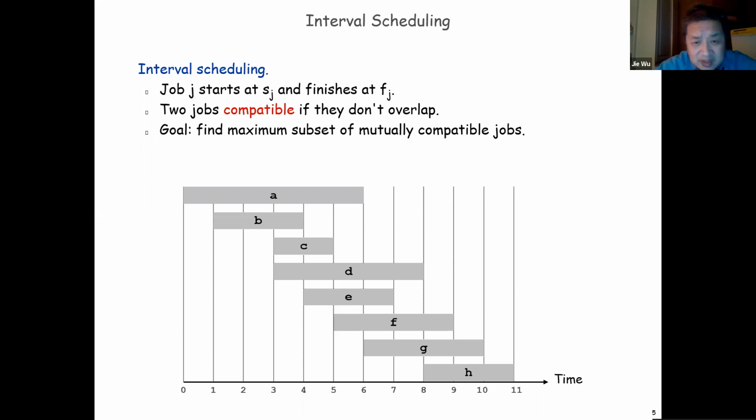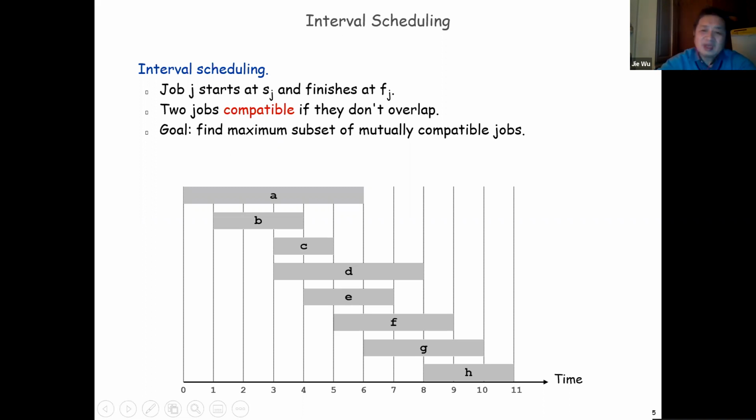Job A crosses a long time. It starts at time 0 and finishes at time 6, and the others are B, C, D, E. You see there is lots of overlap, and there are quite a few solutions you can select. For example, you can select A. Once you select A, then the only choices you can select are G or H. That's it. You only solve two tasks. But if you select B, then you can select E. Once you select E, you can select H. Right? So you have three.